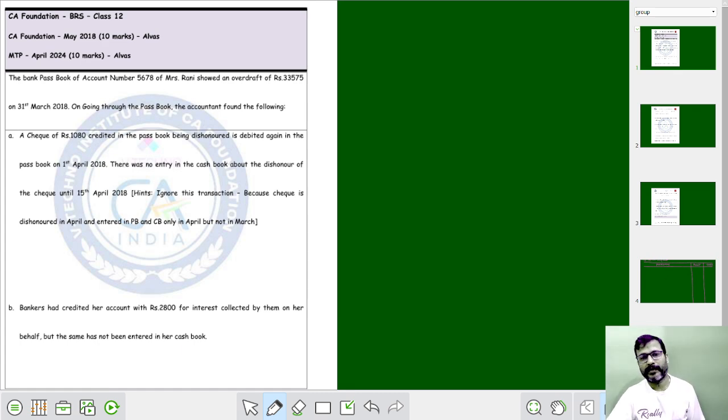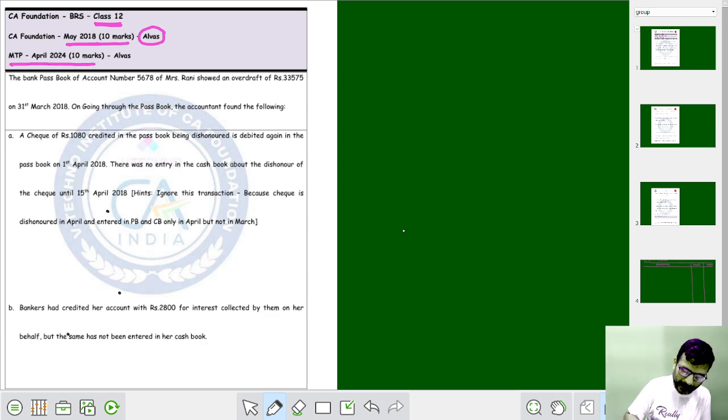In this particular session, let us learn the next problem on BRS. It is a class 12 BRS problem. This question was asked in CA Foundation May 18 for 10 marks. This question is also typed in the Alvas material. You have heard of Mood Bidri Alvas, right? And this question is also there in a recent MTP paper, that is mock test paper, in April 2024 for 10 marks, my dear kids.